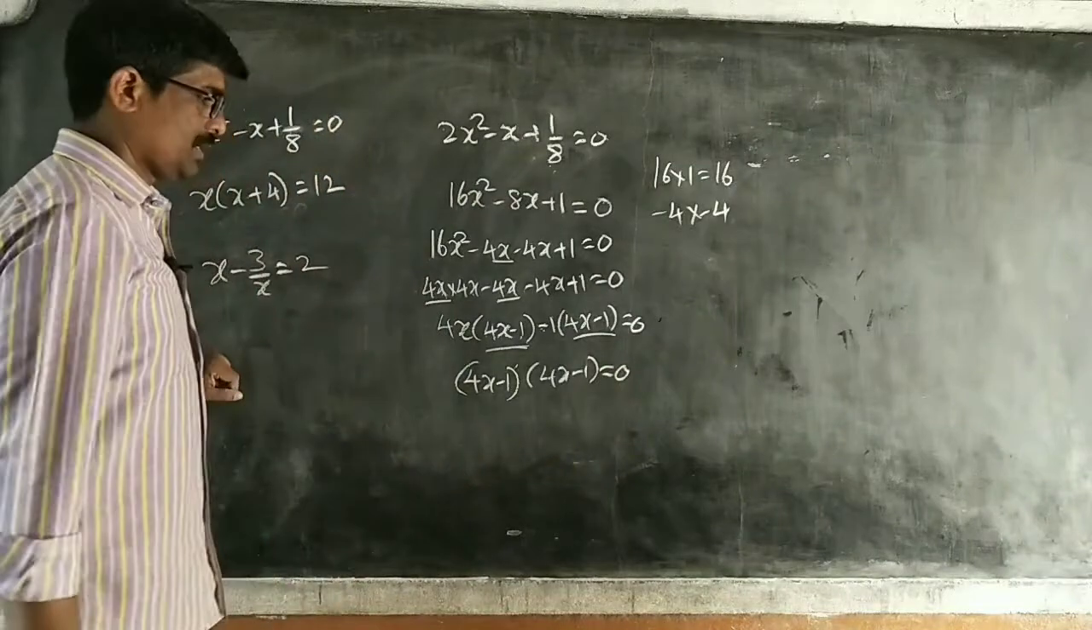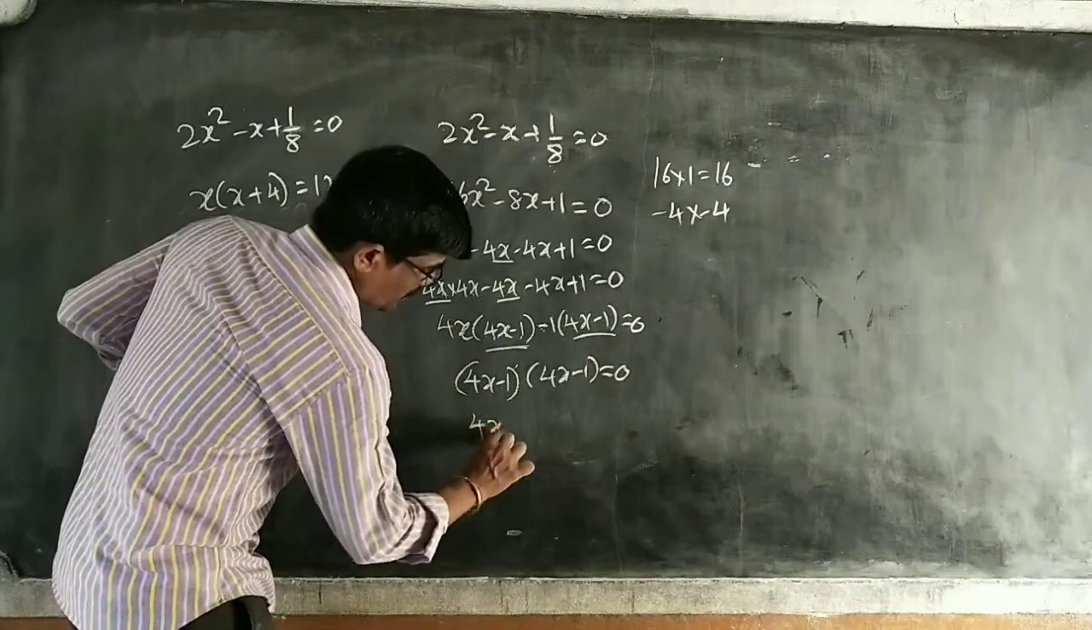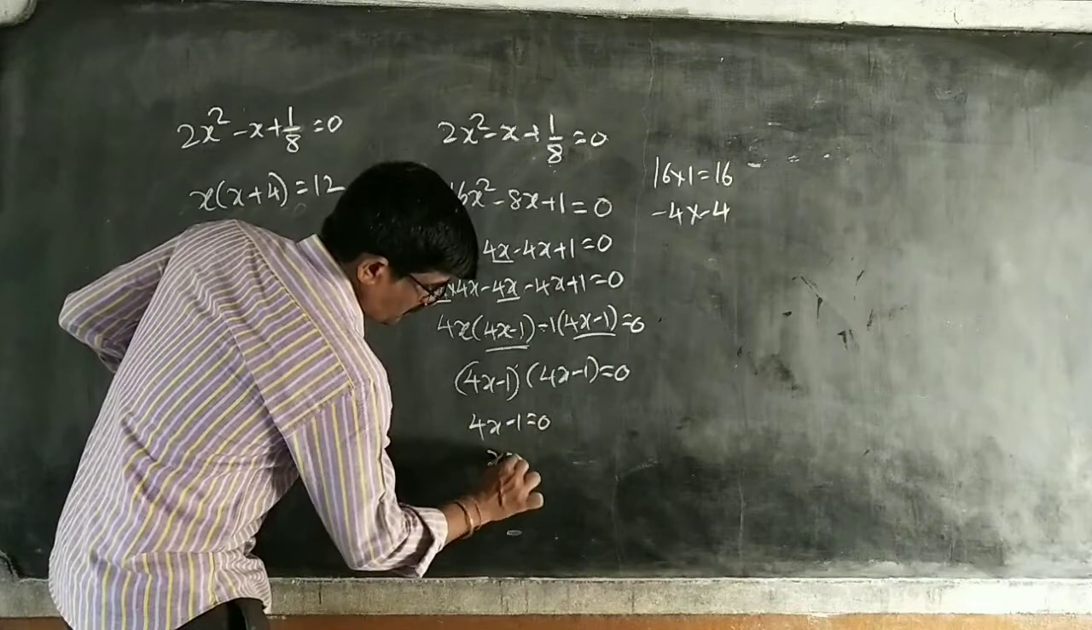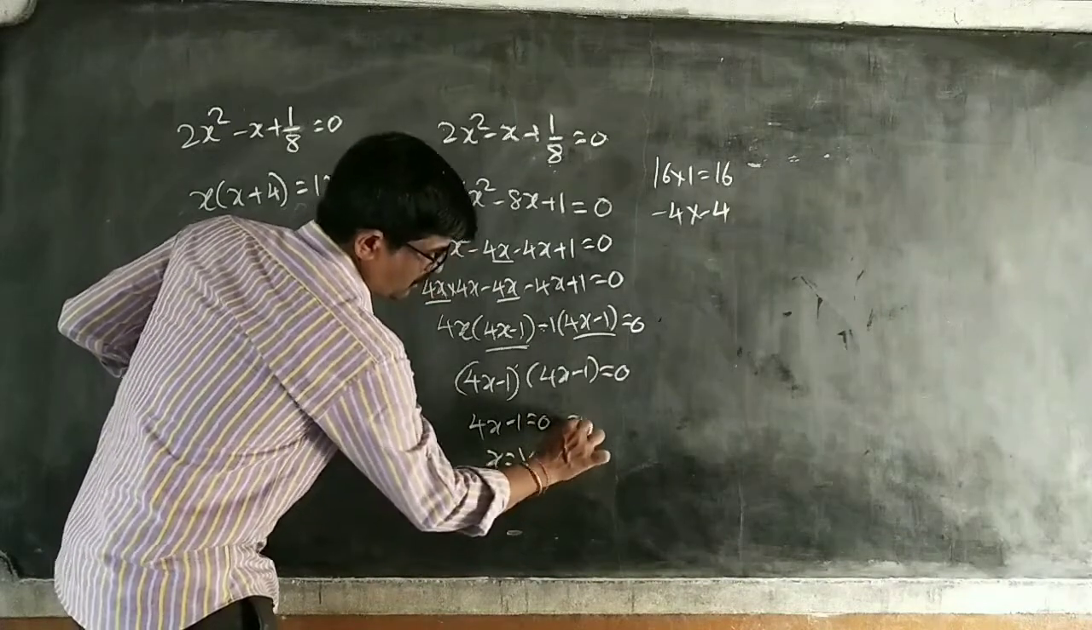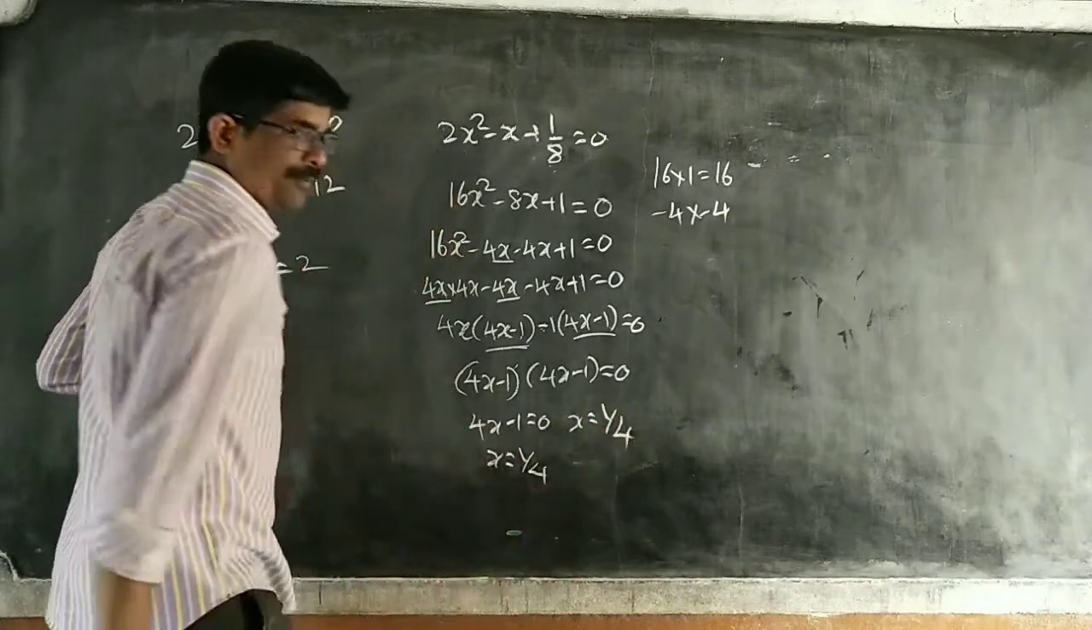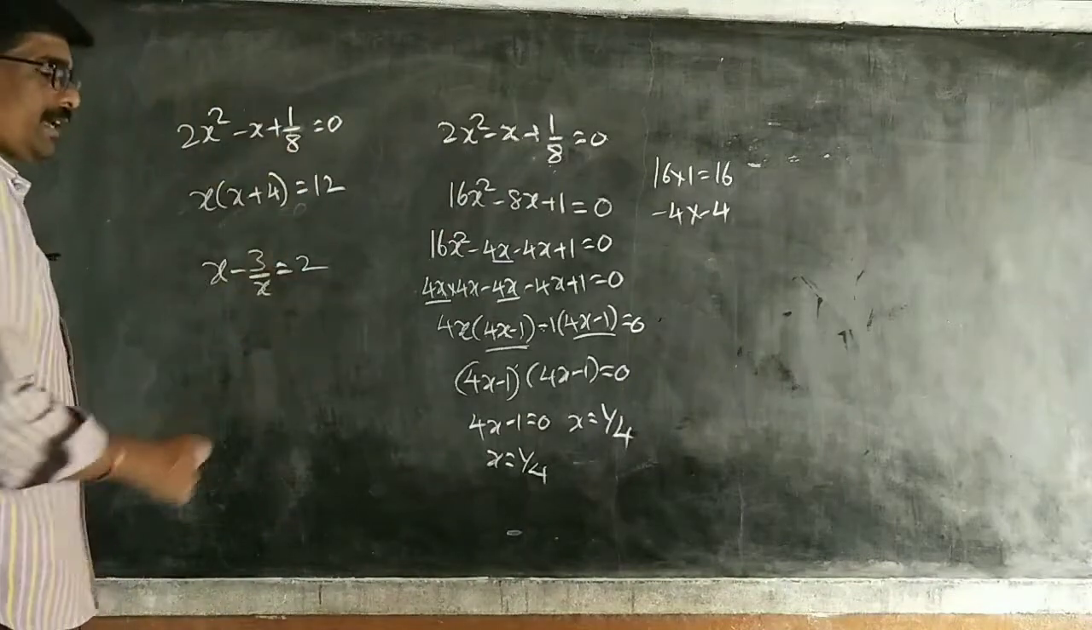This is the factorization. Next, what happened? 4x minus 1 is equal to 0, x is equal to 1 by 4. Similarly also x is equal to 1 by 4. Okay, this is the factorization.